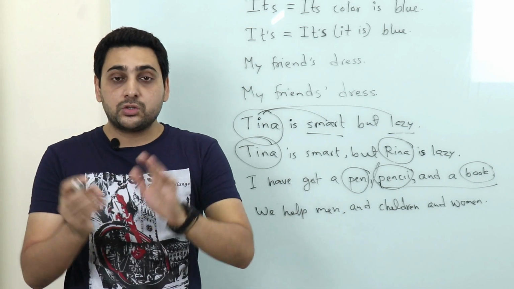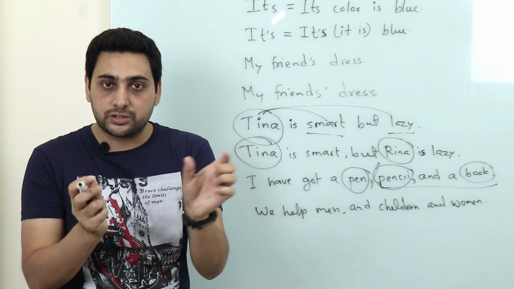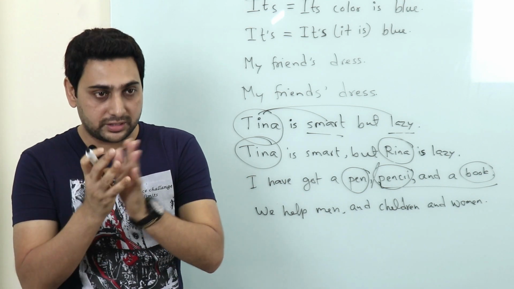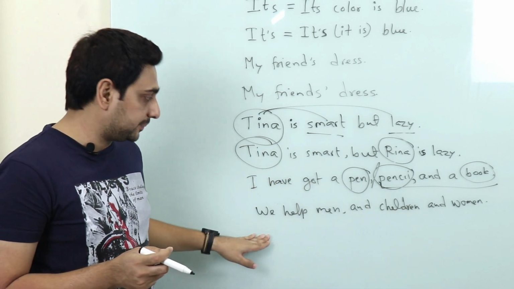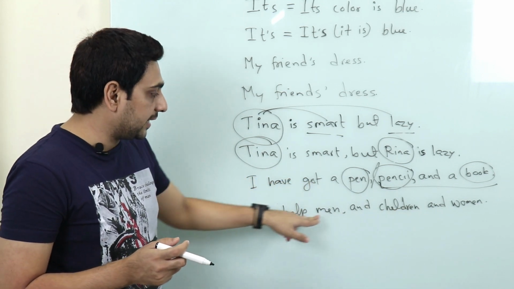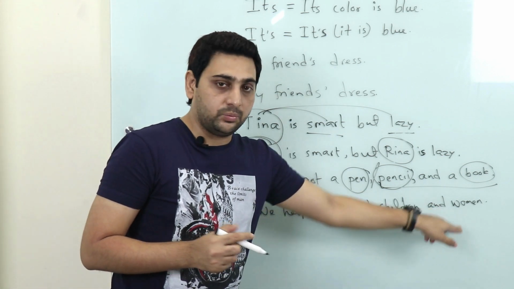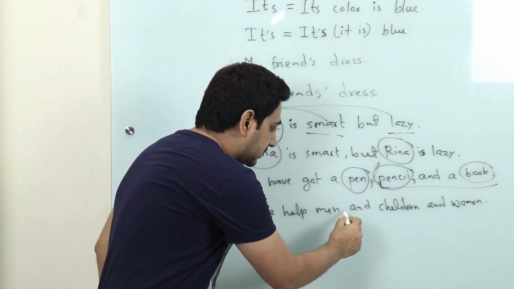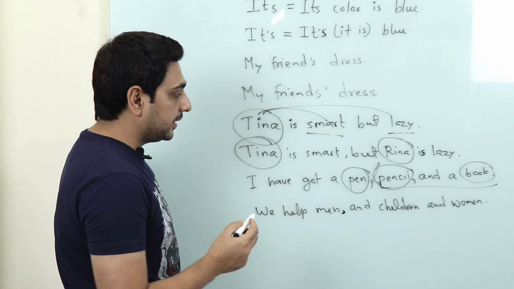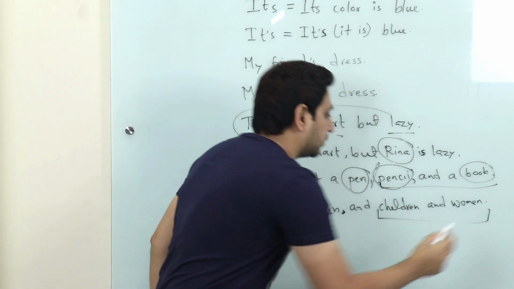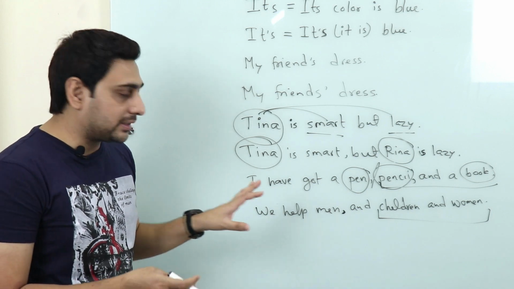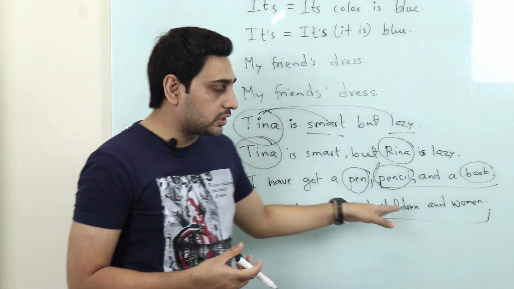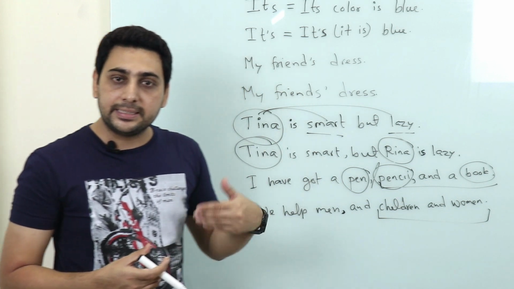But if we want to group, like say two elements together and then another element, then the use of comma will be different, like in the last sentence. For example, we help men and children and women. Here the purpose of this comma is to group children and women together and men in another group. So all the men are in one group, all the children and women are in the other group.